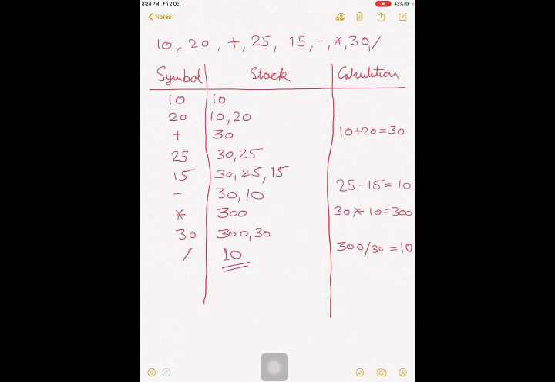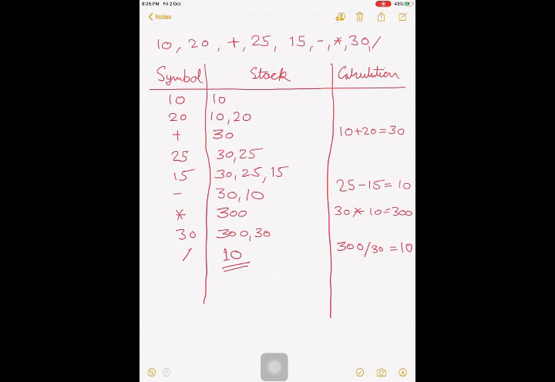Okay, here you have to remember that most of the operators will be binary. So you have to pop two operands from the stack and apply the operator. Okay, sometimes it can be a unary operator. Then you should only pop one operand from the stack.